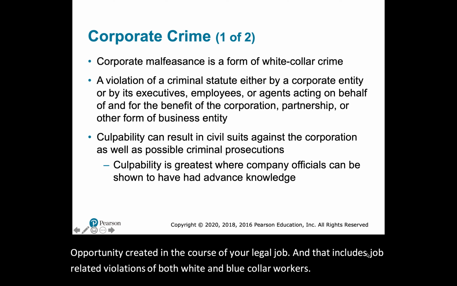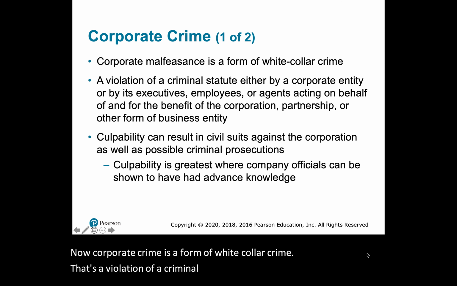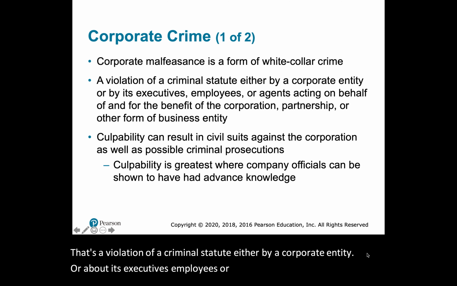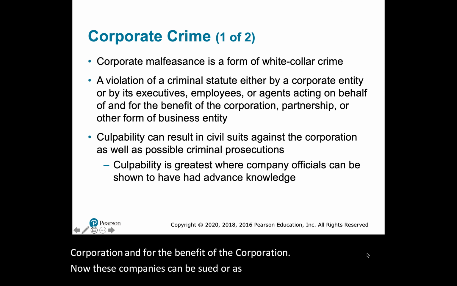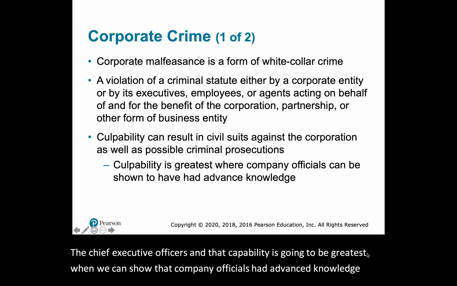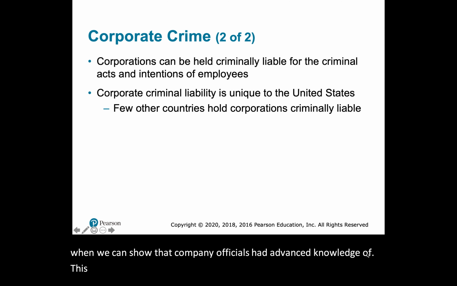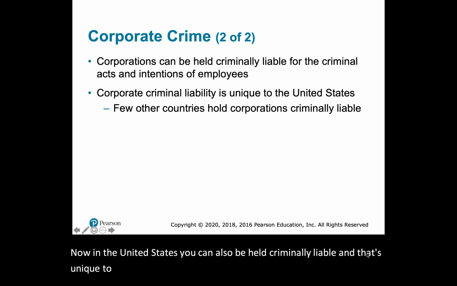Now, corporate crime is a form of white-collar crime. That's a violation of a criminal statute, either by a corporate entity or by its executives, employees, or agents acting on behalf of the corporation and for the benefit of the corporation. These companies can be sued as well as the chief executive officers, and that culpability is going to be greatest when we can show that company officials had advanced knowledge of this activity. In the United States, corporations can also be held criminally liable, and that's unique to the United States.